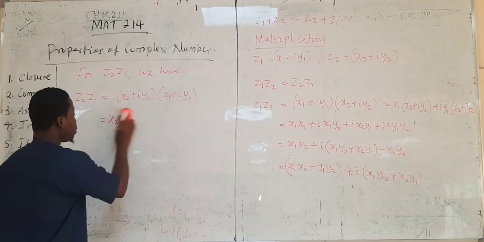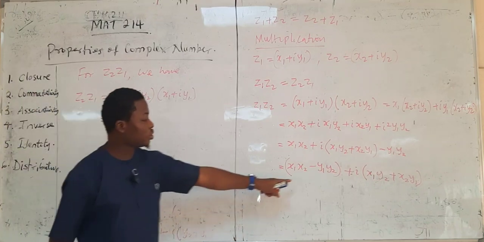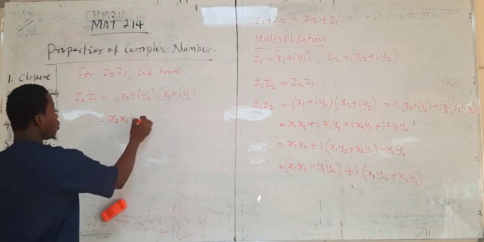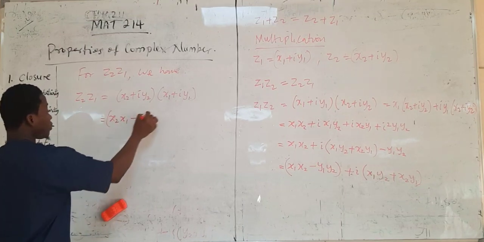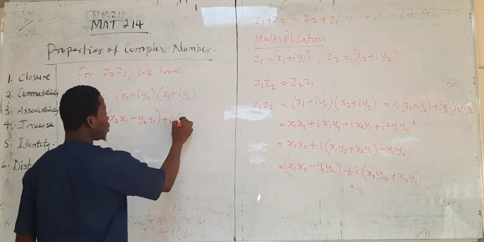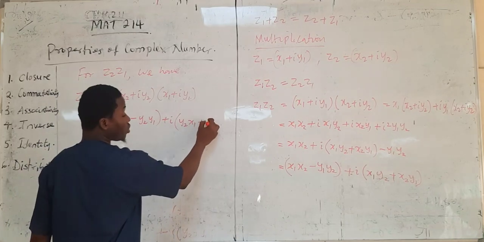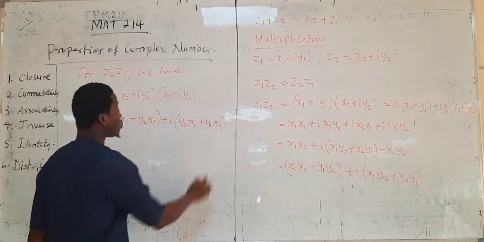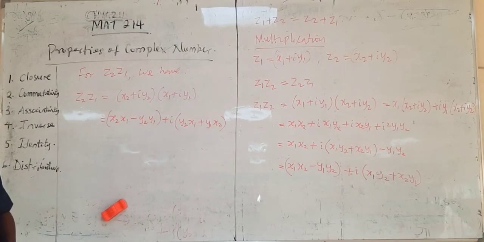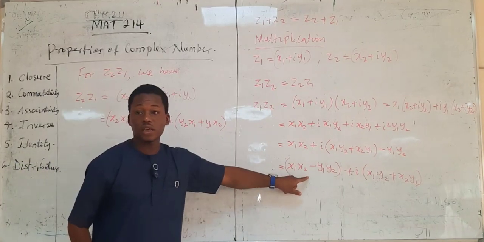So, what do we have? x2 x1, you can get it from this place. x2 x1 minus y2 y1, plus i, right there, x1 y2, y2 x1 plus y1 x2, y1 x2. You understand? Now, if you look at this, you see that x2 x1, this is x1 x2.